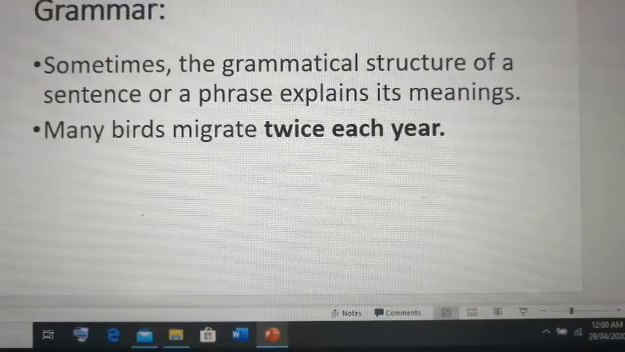Sometimes the grammatical structure of a sentence or a phrase explains its meaning. Many birds migrate twice each year. So it explains the meaning of the word migrate: the movement of birds when they don't have the physical conditions suiting them, so they leave that area and go to some other area, and that is called migration. The science students know it very well.